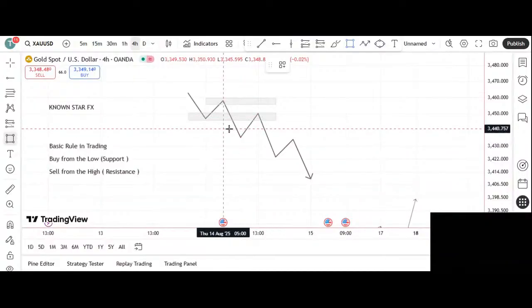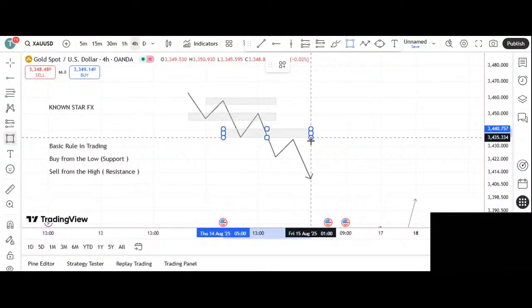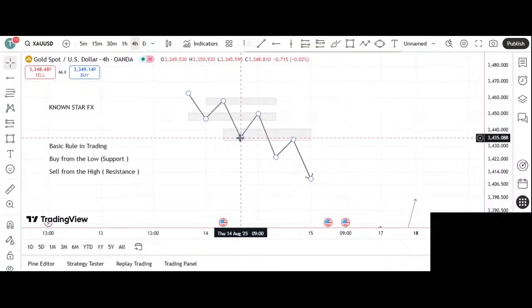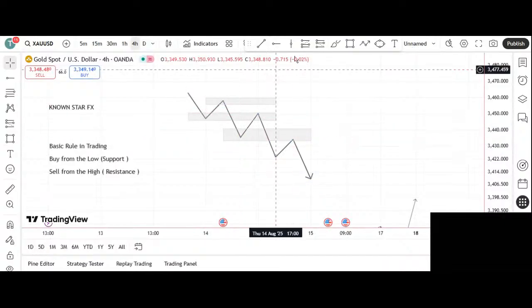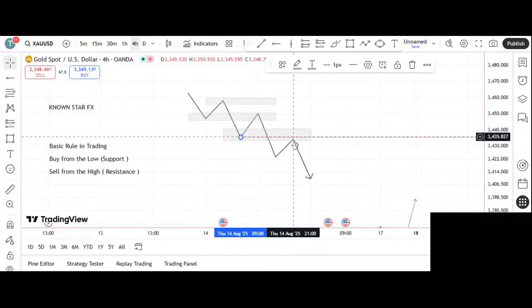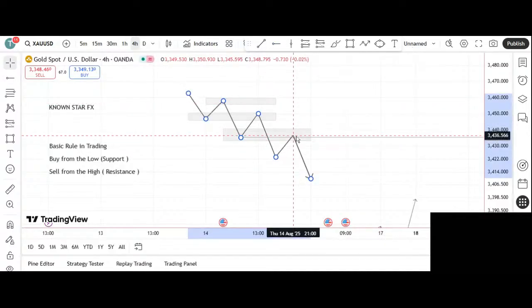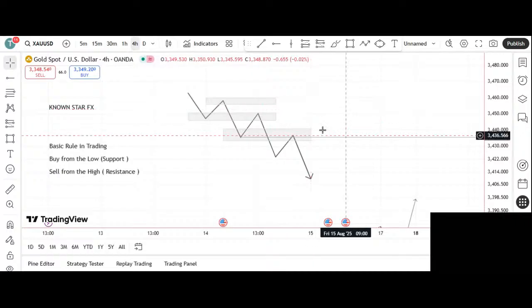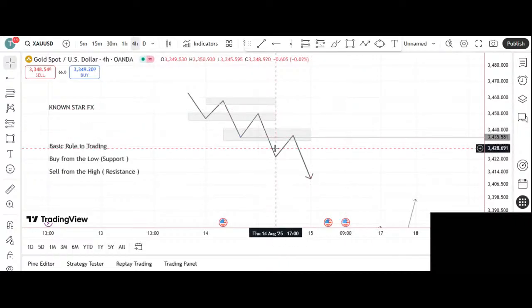Now, which other support level do we have? We have another low right here. And this low right here is your support level, right? And what happened? The market came to that level, and immediately the market came to that level, you're supposed to sell. Now I'm seeing some questions here. I will actually answer that question once I'm done explaining this particular concept.